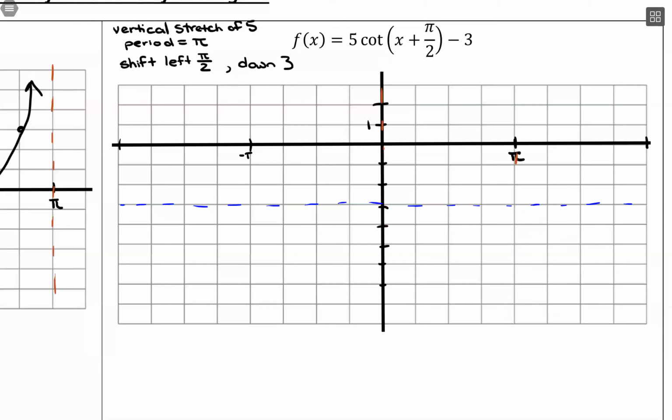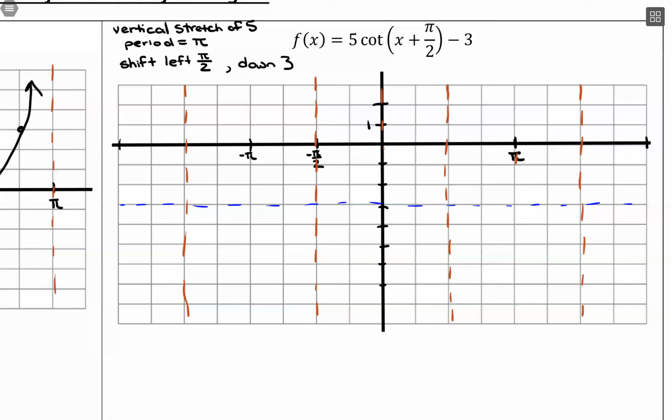So if this is negative pi, halfway between there would be negative pi over 2. So 2 squares is the equivalent of pi over 2. So that asymptote is going to move over there. And then we set this distance of 4 squares is the equivalent of pi. So I'm just going to set an asymptote every 4 squares. 4 squares. Okay, so that takes care of the shift to the left. We have our period of pi working.